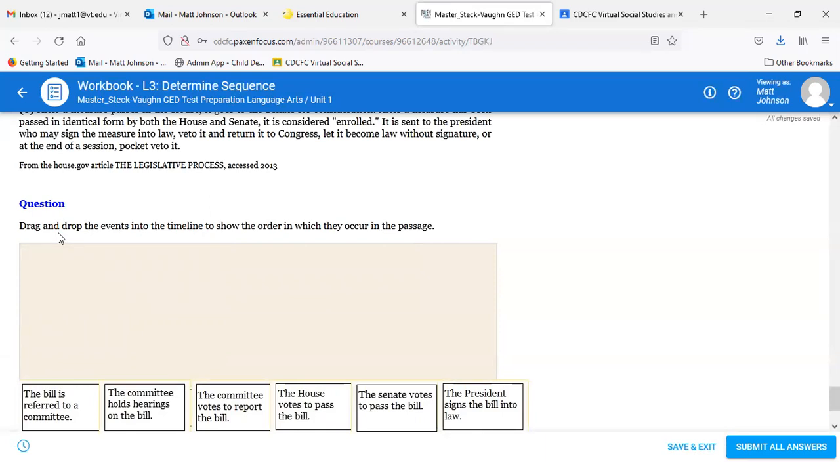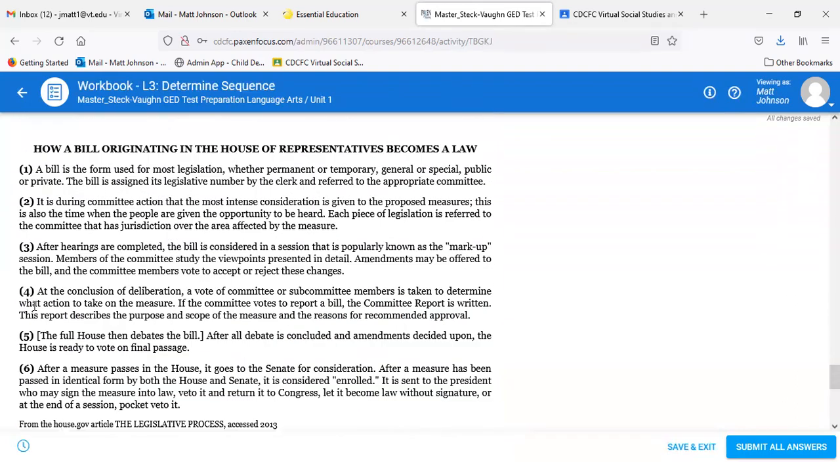The first 3 are a little bit more on the technical side of it, so you have to know which order there. But just to recap this one, the bill is referred to a committee. The committee holds hearings on the bill, votes to report the bill. The House votes to pass it. The Senate votes to pass it. And then the president is going to sign it into law or veto it or what have you.